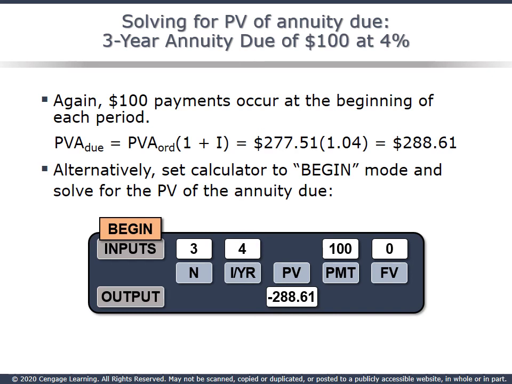So the easiest way to do this is to treat this as an ordinary annuity, solve for it, and then take that answer and multiply it times 1 plus the interest rate, and we get the answer. You can also use your calculator, but I think that can be tricky at times.